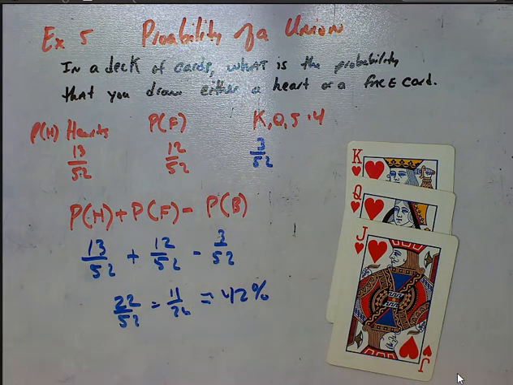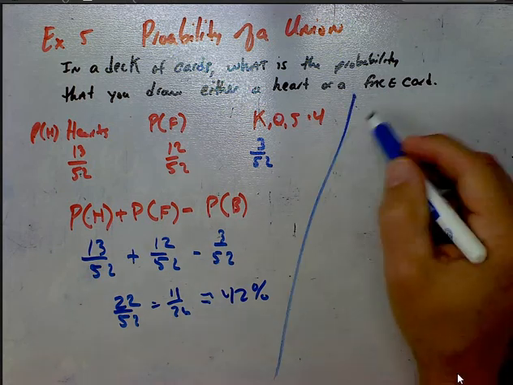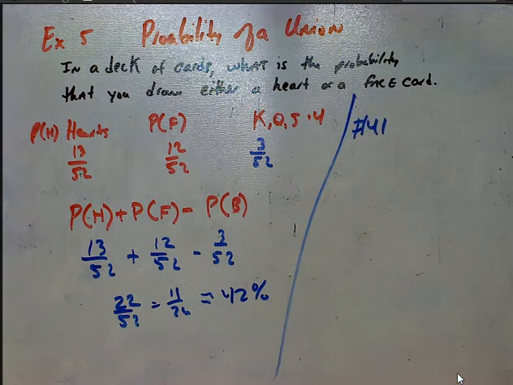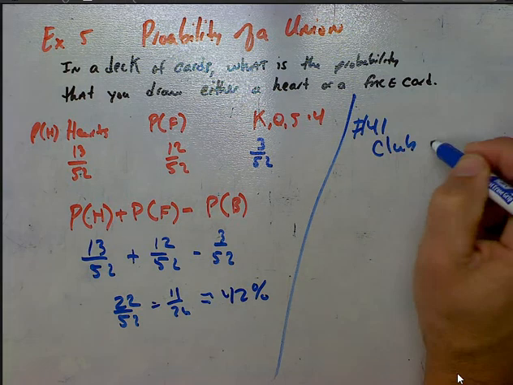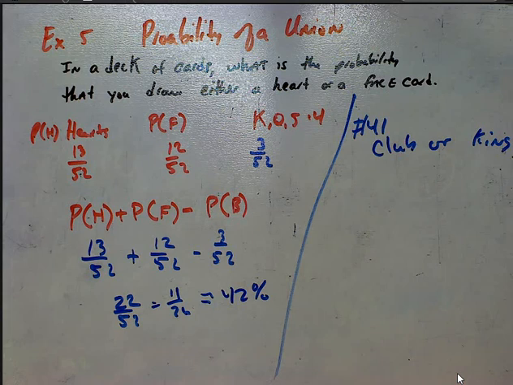Okay? Number 41 out of the book says, what is the probability of drawing a club or a king? Go ahead and take a second to see if you can figure that out, drawing a club or a king.